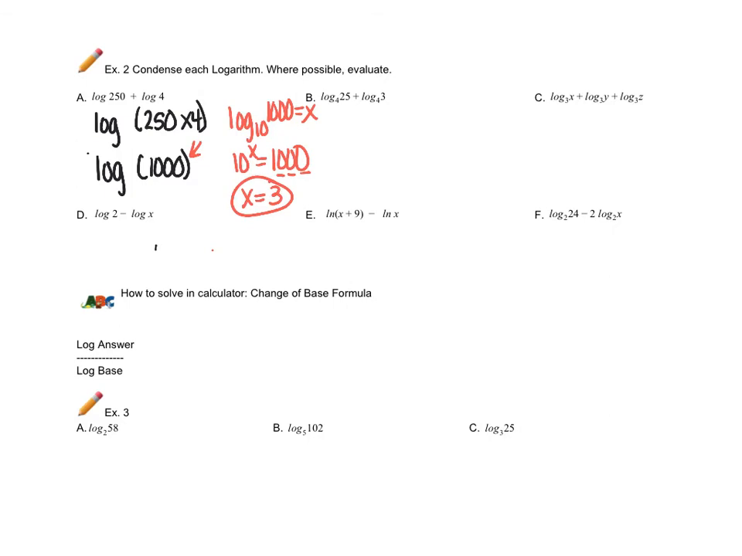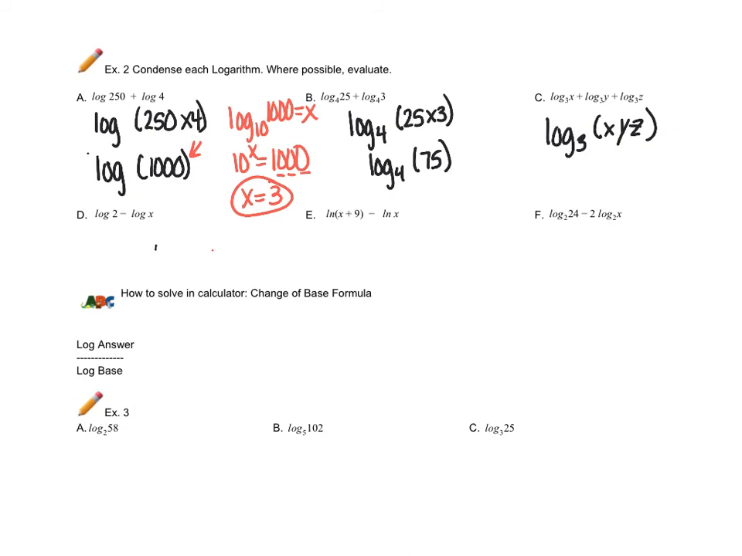For example B, we're going to condense again. A plus sign means multiplication. So log 4 25 times 3, log 4 75. Now we know 4 to no nice power is going to give us 75. C, we're going to condense with multiplication as well, again, because they are plus signs. Plus signs tell us that we multiply to condense. So log 3 x times y times z.